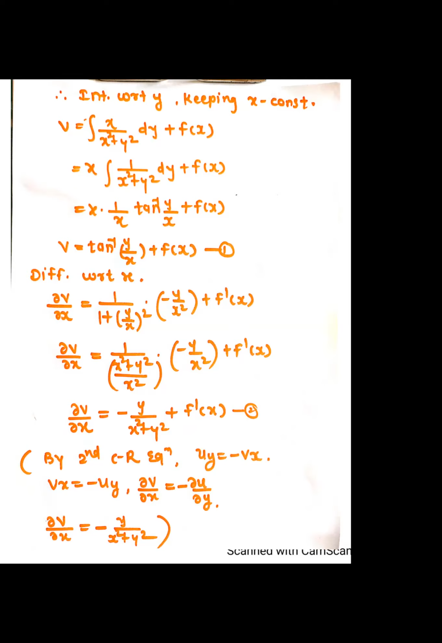Okay. So now our aim is to get f dash of x, but for that you should know dabba v by dabba x. So for that what we do, we always use the second Cauchy-Riemann equation. Second Cauchy-Riemann equation is what? Uy equal to minus vx, means vx equal to minus uy. This implies dabba v upon dabba x equals to minus of dabba u upon dabba y, right? And therefore this v by x will be minus u by y, that we already know.